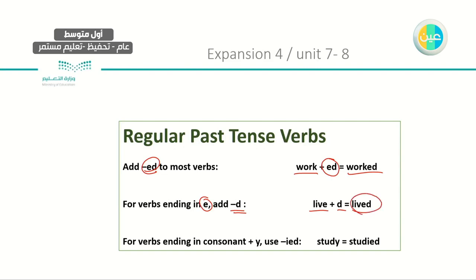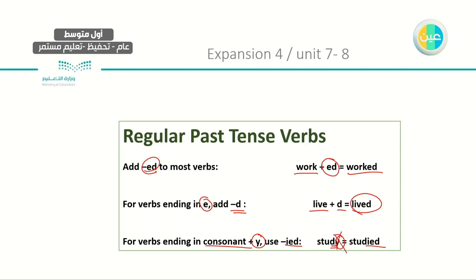For verbs ending in consonant plus y, use ied. For example, study. Now we have y and before that we have a consonant, so we drop the y and we add ied: studied.